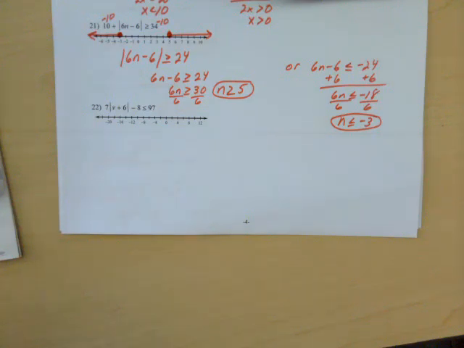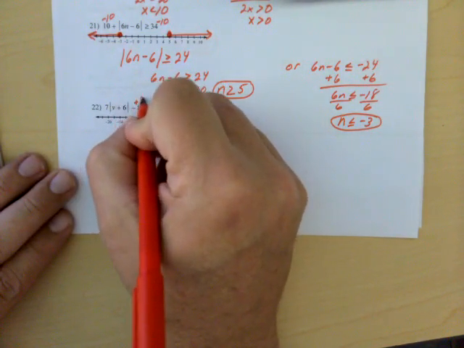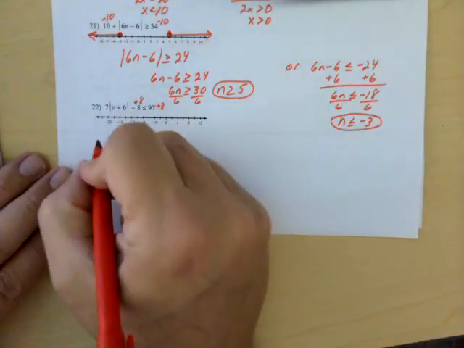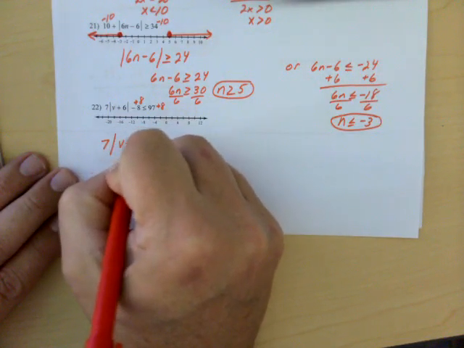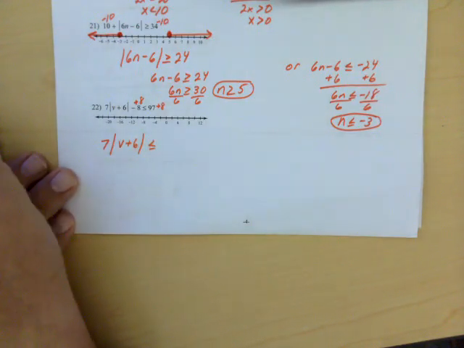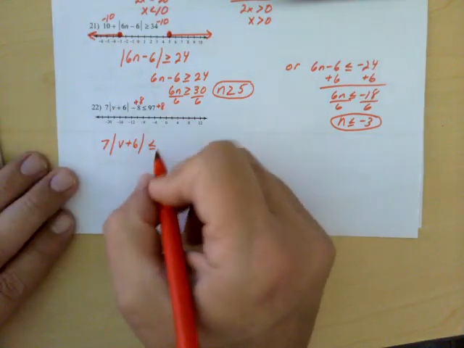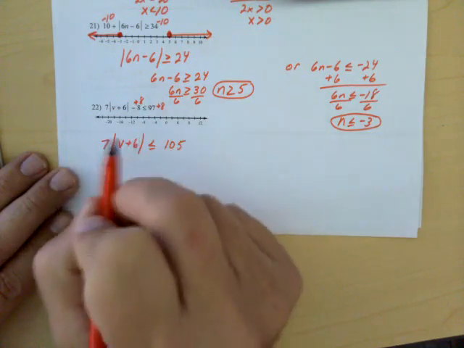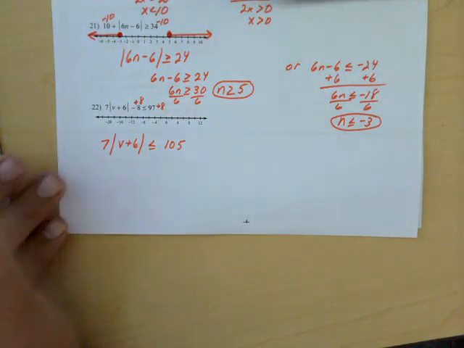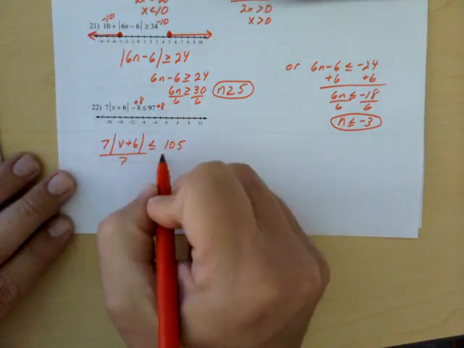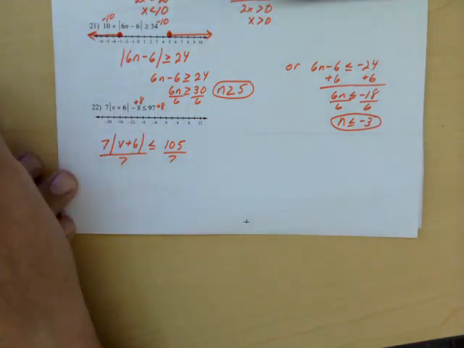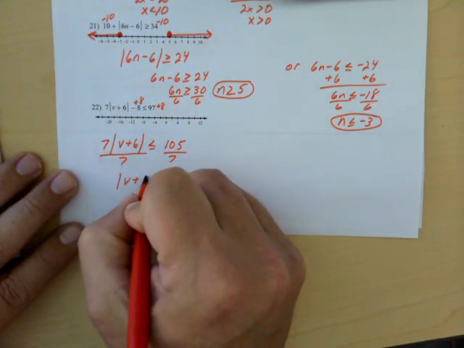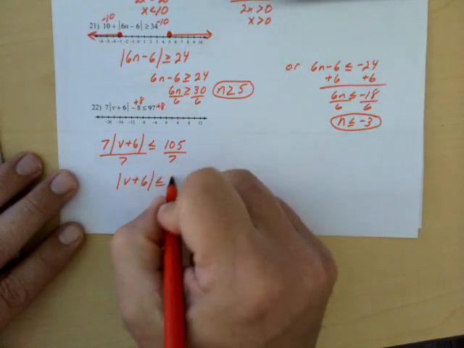So with number 22, the last problem, you first have to undo the minus 8. That minus 8 needs to be sent over so that 7 stays where it's at. And then we're going to have 97 plus 8, which is going to be 105. Okay? So then it's your job to realize you're not allowed to distribute the 7. It's absolute value bars, not parentheses. So you're simply going to divide both sides by 7. So when you divide by 7, you have the absolute value of v plus 6 is less than 15.